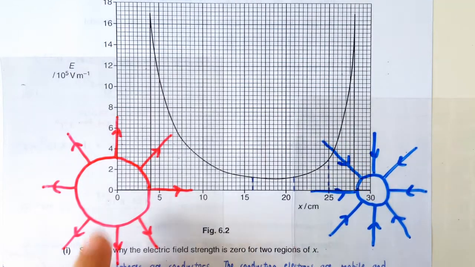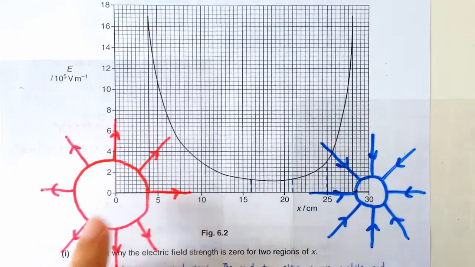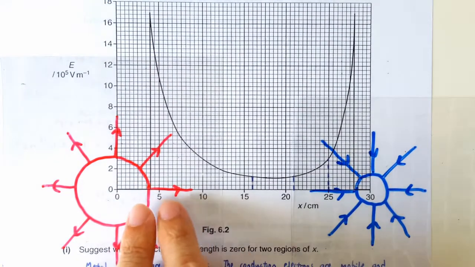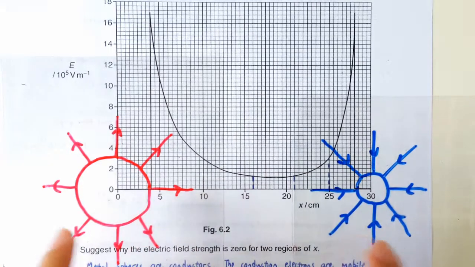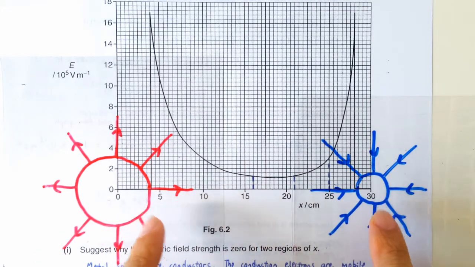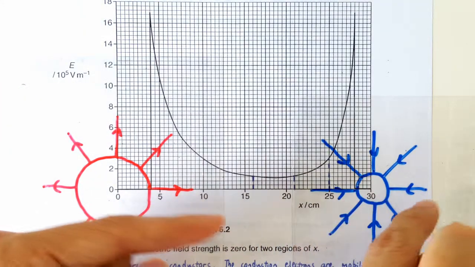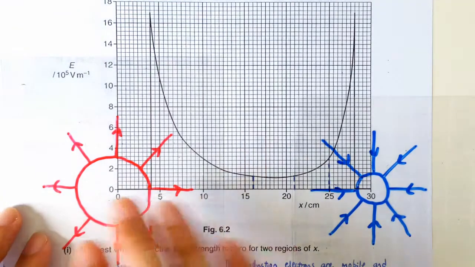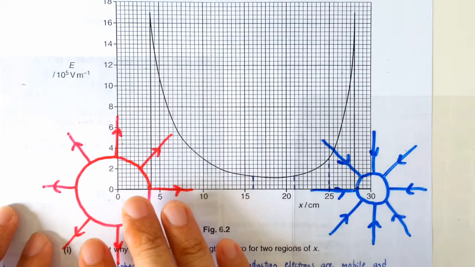For example, this one is positively charged, whereas this one is negatively charged. So you notice now that in the region between the two spheres, both the electric fields are towards the right. That's why they'll never cancel out. Of course, the individual field strengths still follow the inverse square law.